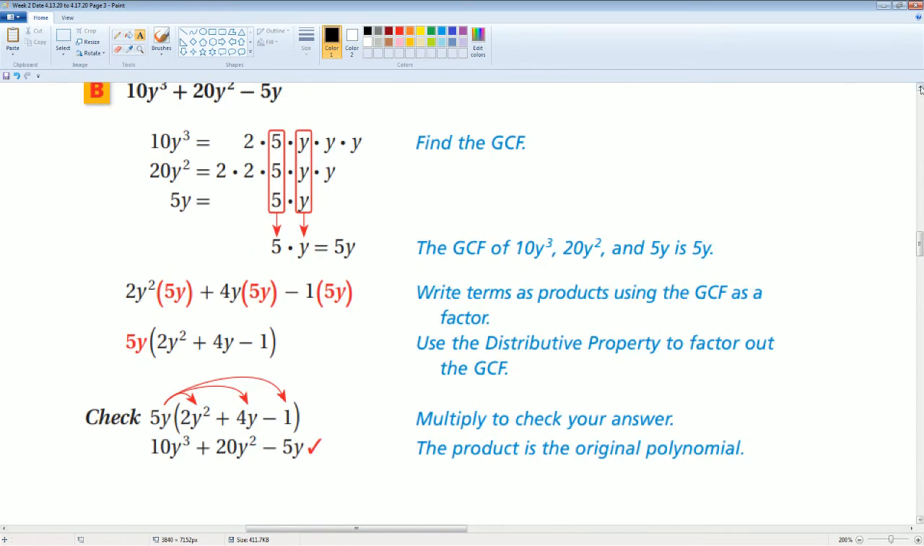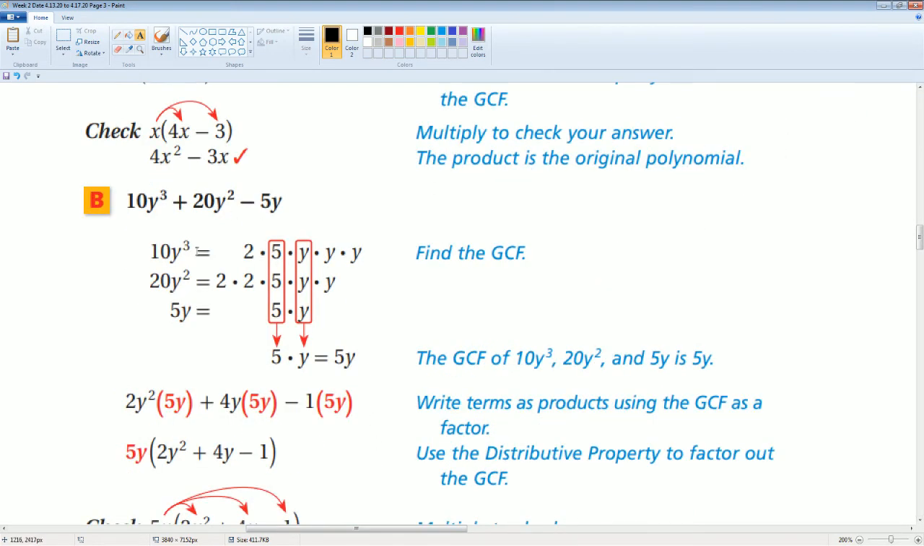Same thing here, but now they have three numbers: 10y cubed, 20y squared, and 5y. So they broke up the number. How did they make 10? 2 and 5. How did they make y cubed? Y times y times y. What about 20? 2 times 2 times 5, that makes 20. Y squared, so that's 2 y's right here. Lastly, you have 5 and y. The numbers that all these have in common, look, 5, so 5 was in common, and y. So what is the GCF here? 5y. So you could pull out the 5y here.